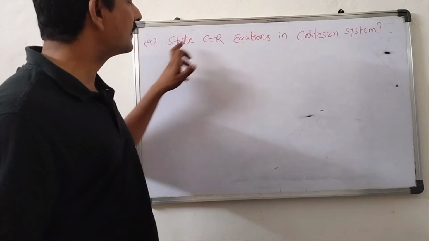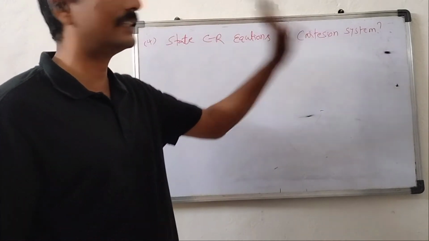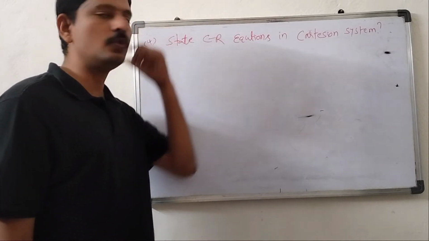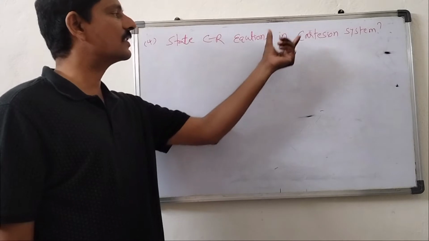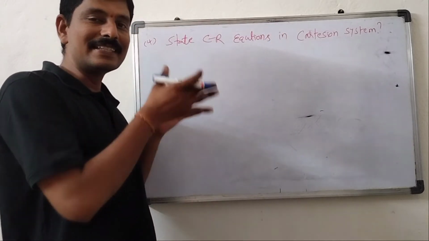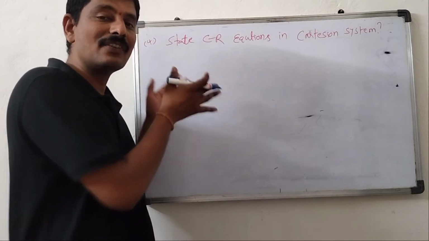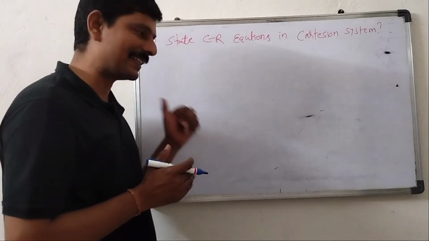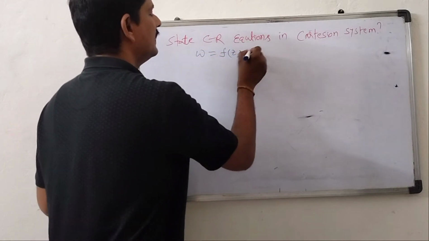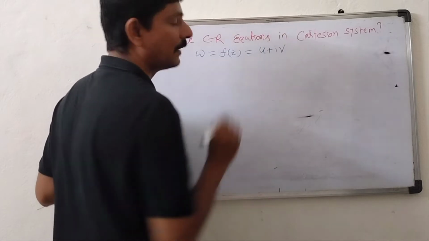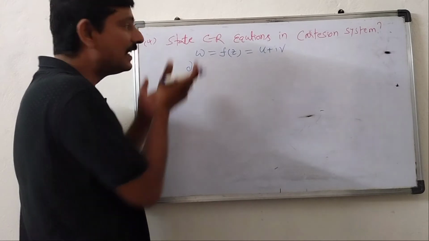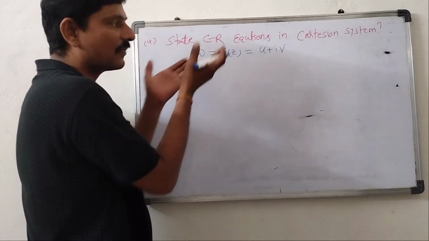State CR equations in Cartesian system. Sometimes the question is asked like this in your examination. This is a 2 marks question. State CR equations in Cartesian system. As we discussed in the previous question, what is the necessary condition we have discussed? If w is equal to f of z, it can be expressed in the form u plus iv. Then the necessary conditions in the previous one are the CR conditions or CR equations in Cartesian system.